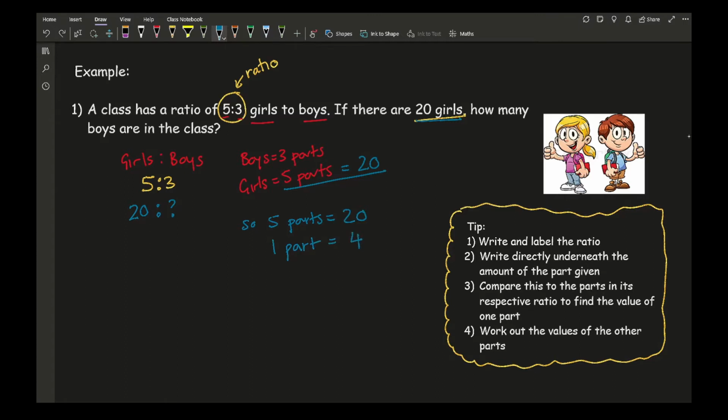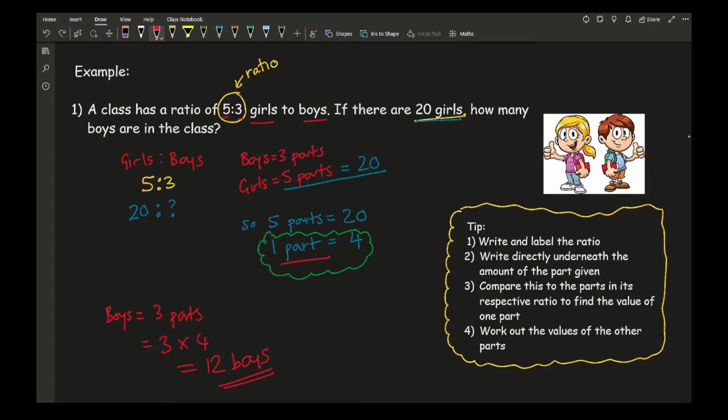With this golden bit of information, 1 part equals 4, I can then work out how many boys there are. If boys equal 3 parts and 1 part is 4, then it equals 3 times 4, so therefore there are going to be 12 boys, and there is my final answer.